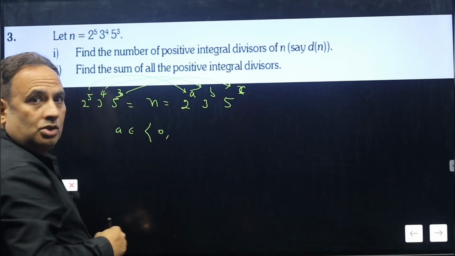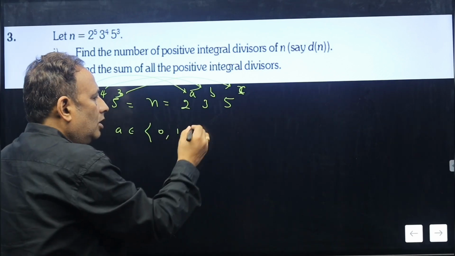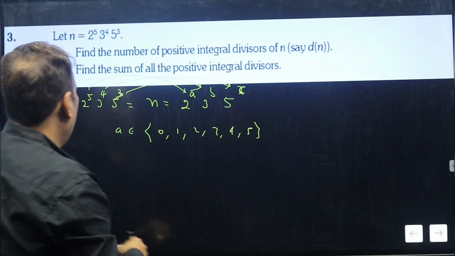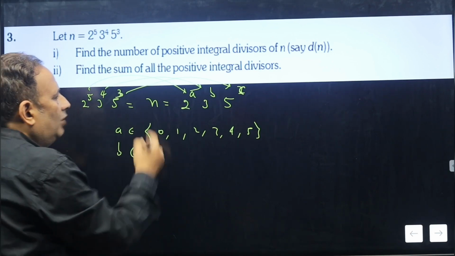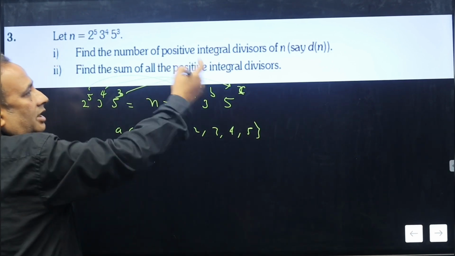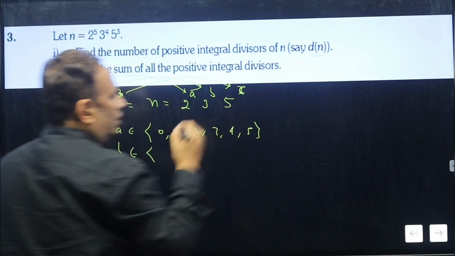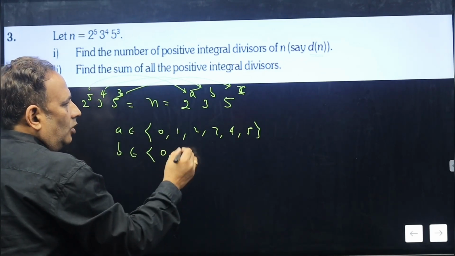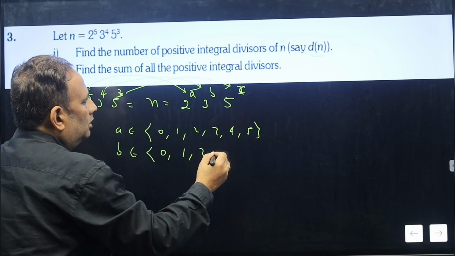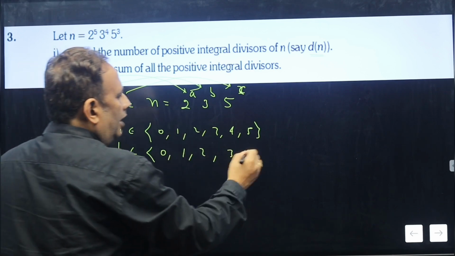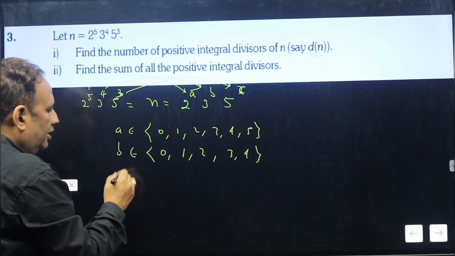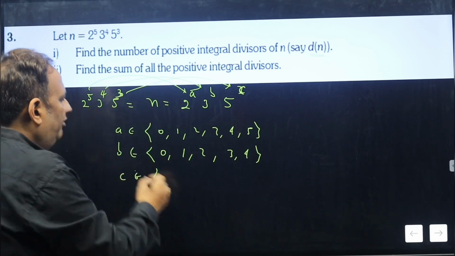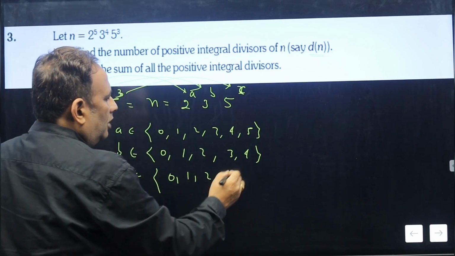We can take 0 also, 1 also, 2 also, 3 also, 4 also, and maximum we can take 5 values. For b, what values we can take for the divisors? We have to find divisors actually. So the possibilities of b, we can give these values as 0, 1, 2, 3 and 4 only, maximum 4 we can give. And c value, what we can give? C we can give 0, 1, 2 and 3.